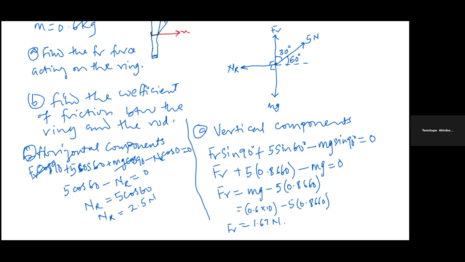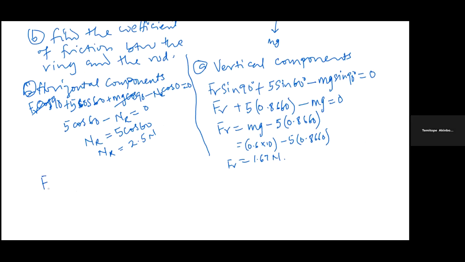Now, I'm looking for the coefficient of friction. Remember, for dynamic friction, we said Fr equals mu NR. So the frictional force in A has been determined to be 1.67, equals mu times 2.5. So mu will now be 1.67 divided by 2.5. That will give us 0.668.